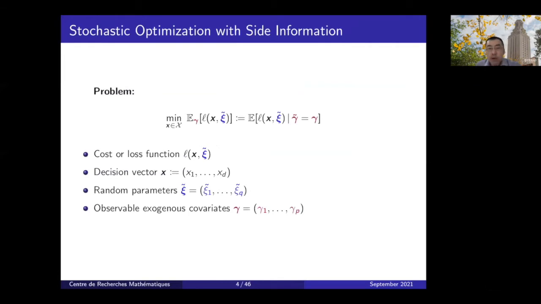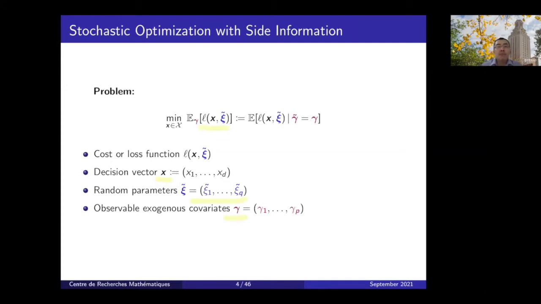All right. So here we have a stochastic optimization problem with side information. We have a random loss function, or cost function, whose value depends on the decision vector x and some uncertain parameters specified by the q-dimensional vector psi. When making the decisions, the decision maker has access to side information specified by the p-dimensional covariate vector gamma, which influences the distribution of the random parameters psi.